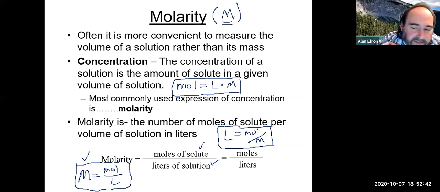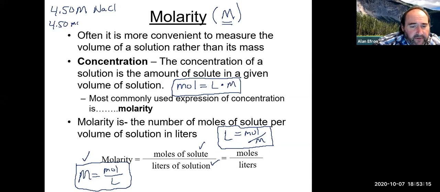Very common, we do rearrange it to solve for moles. We also rearrange it to solve for something like volume as well. And it is moles per liter. The number always goes with the moles part, and it's always 1 liter. So if you see something that says 4.5 big M sodium chloride, that is read 4.5 molar sodium chloride. And basically what that means is you have 4.5 moles of sodium chloride per liter of solution.